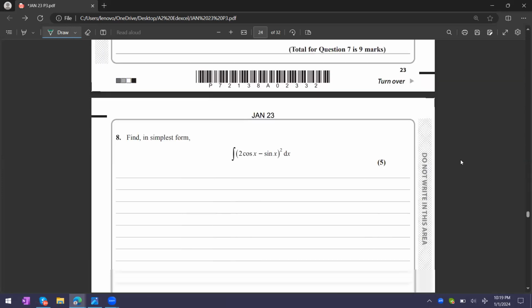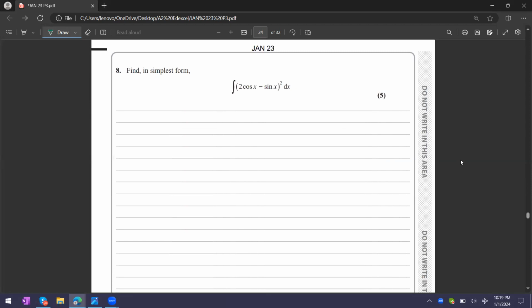Next is integration. Okay, this has multiple methods, but let's look at the most conceptually easy, elegant method. First step, you have to expand like a minus b whole square: a square plus b square minus 2ab.